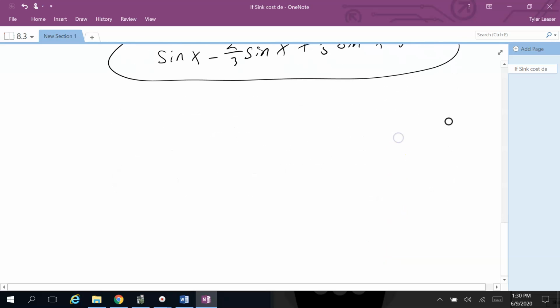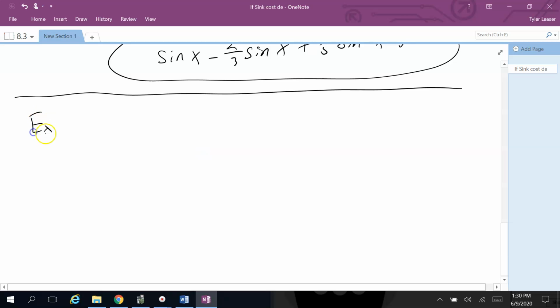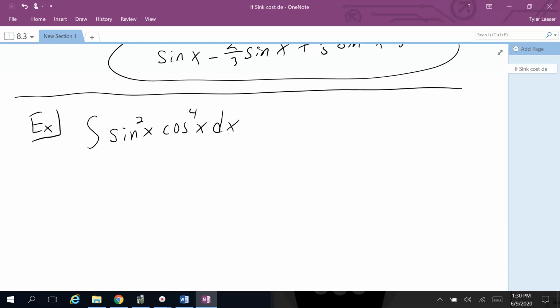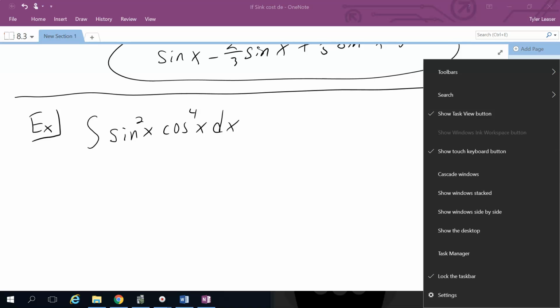All right, so what we have not looked at yet is case 3, just because those take a little while. So let's look at one of those. Let's just do a simple-ish one, sine squared cosine to the 4th dx. Anytime you have even exponents on your cosine and sine, you have to do case 3. Remember, case 3 is looking at those substitutions.